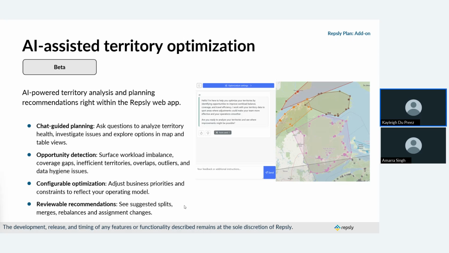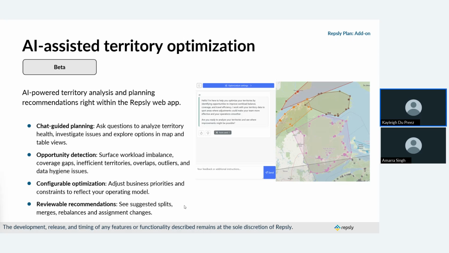Maybe there is a territory that's not really necessary. Maybe it's right next to a major territory that, say, has 50 stores assigned to it, and this adjacent territory has 3. That's not really efficient. So it will tell you, listen, this territory is not being used efficiently. I may suggest merging them as an example. Any overlaps, outliers, or data hygiene issues. Okay, and then it is configurable, so you can adjust the business priorities and constraints to reflect your personal operating model for your company. And then you can see suggested splits, mergers, rebalances, and assignment changes.